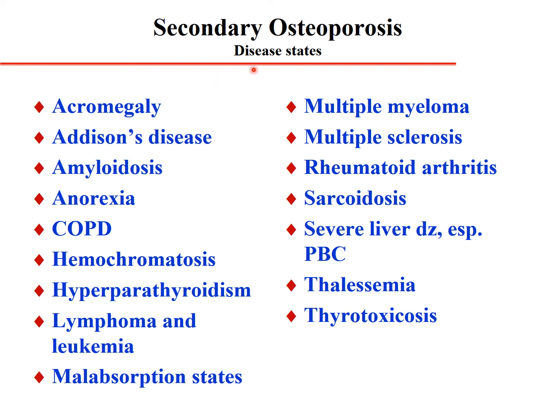In secondary osteoporosis, there are some diseases that are associated with the loss of bone mass, such as, for example, acromegaly, Addison disease, amyloidosis, anorexia, chronic obstructive lung diseases, pheochromocytoma, hyperparathyroidism, lymphomas, and so on. So there are a lot of diseases that could cause secondary osteoporosis.